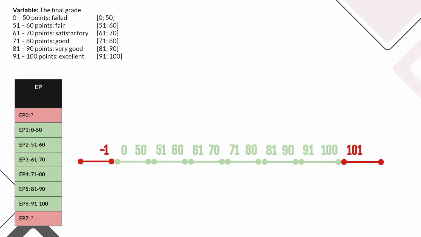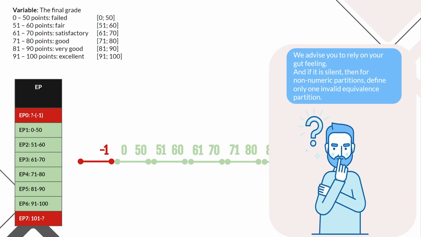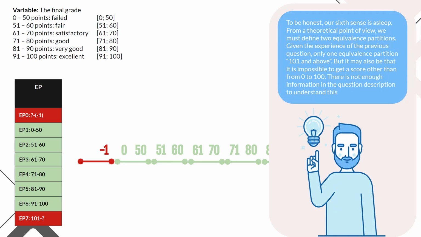What does your sixth sense tell you? Should we define 2 negative equivalence partitions or not? Or maybe only 1 negative, as in the previous case? 101 points or more? To be honest, our sixth sense is asleep. From a theoretical point of view, we must define 2 equivalent classes. Given the experience of the previous question, only 1, 101 and above. But it may also be that it's impossible to get a score other than from 0 to 100. There is not enough information in the question description to understand this.